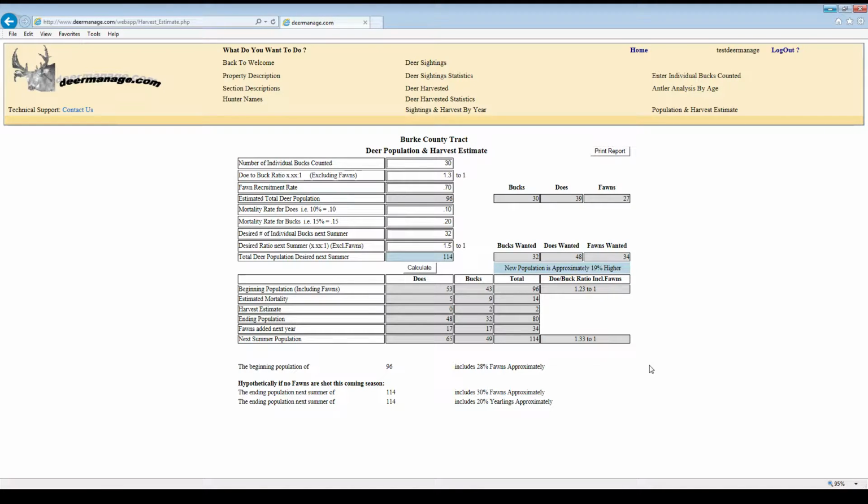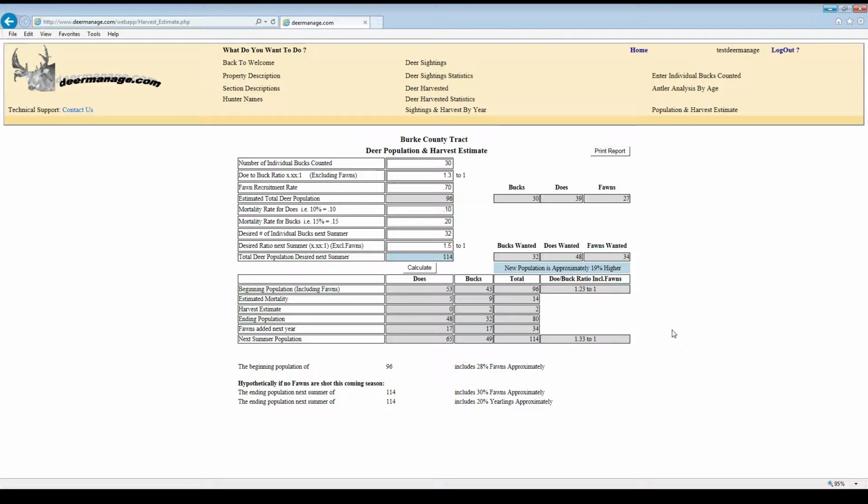So even though we like to keep a tight doe to buck ratio, some properties, and maybe even us someday, will be forced to have a higher doe to buck ratio just to maintain the deer population where we want it, because mortality rates are going up because of coyotes, etc.